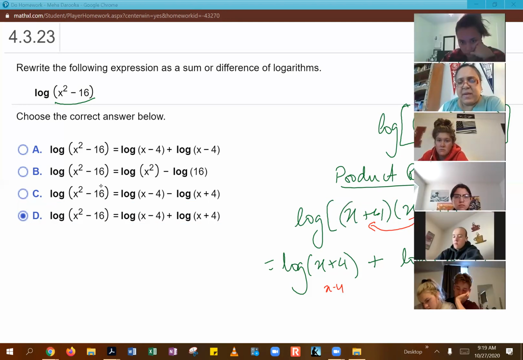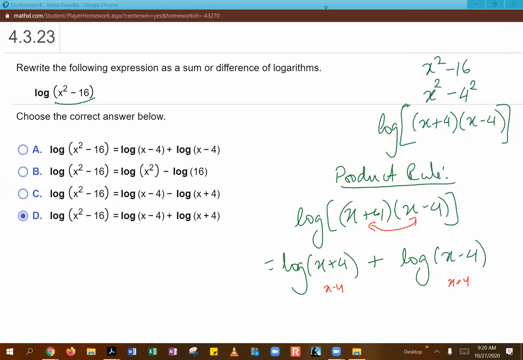So Teddy, does that make sense? Really, when you have just x squared minus 16, we cannot just split up the x squared as one logarithm and 16 as the other one. So just be careful when you're working through these examples here.